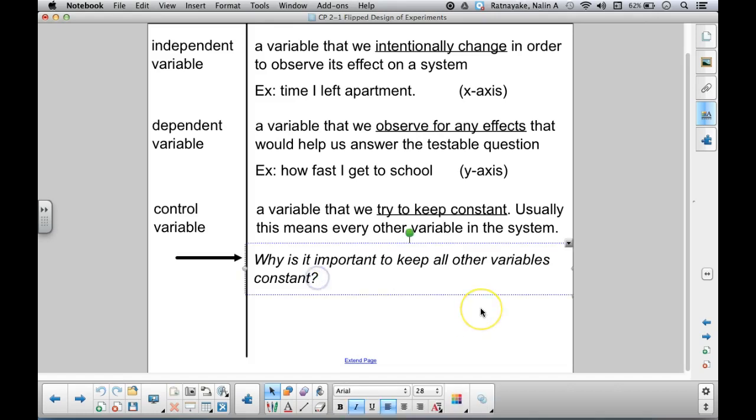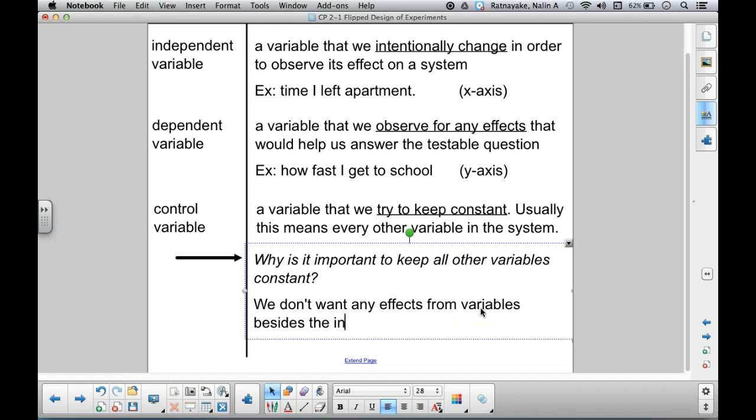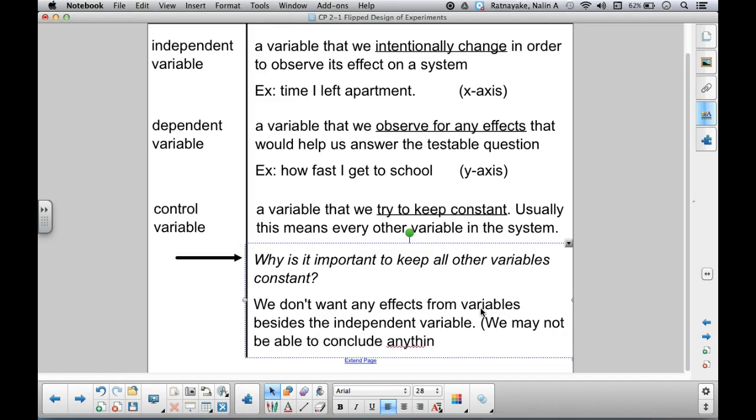Okay, hopefully you've written your answer down. One possible answer to this is that we don't want any effects from variables besides the independent variable. Otherwise, we may not actually be able to answer our testable question. We may not be able to conclude anything about our testable question.